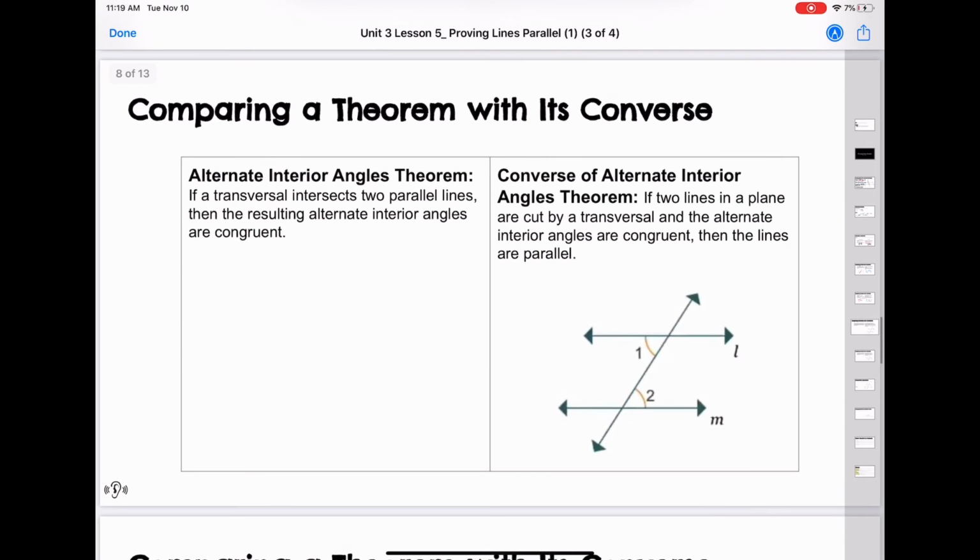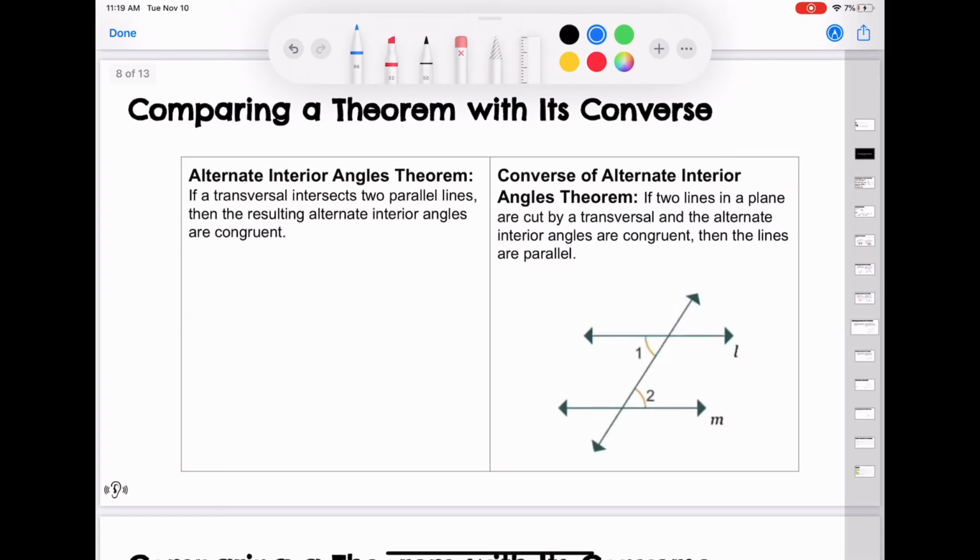We have the alternate interior angles theorem. This theorem states that if a transversal intersects two parallel lines, then the resulting alternate interior angles are congruent. So again, we start with two parallel lines being cut by a transversal, and from that, we can gather that the alternate interior angles are congruent. The converse, on the other hand, states, if two lines in a plane are cut by a transversal and the alternate interior angles are congruent, then the lines are parallel.